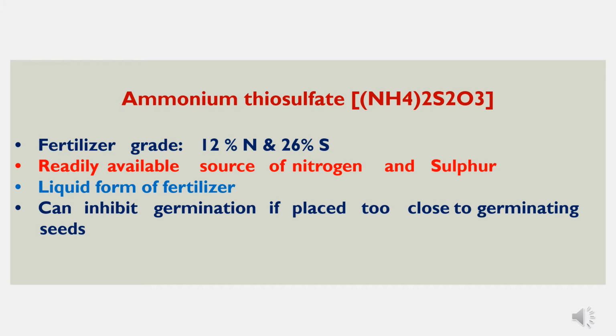Next fertilizer is ammonium thiosulfate. It has a nitrogen content of 12% and additionally 26% sulfur. It is a readily available source of nitrogen and sulfur, and this fertilizer is in liquid form. It can inhibit germination if placed too close to germinating seeds. So during application, this fertilizer should be placed at a sufficient distance from the seeds and seedlings.